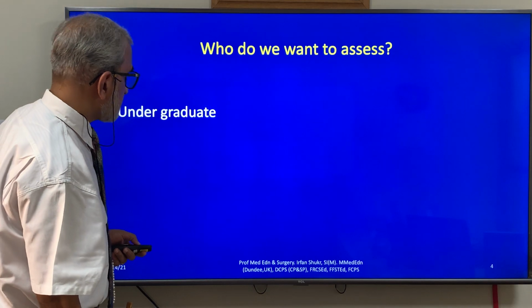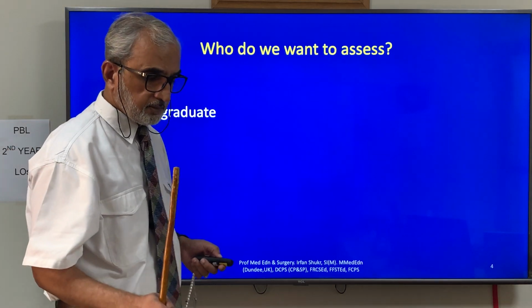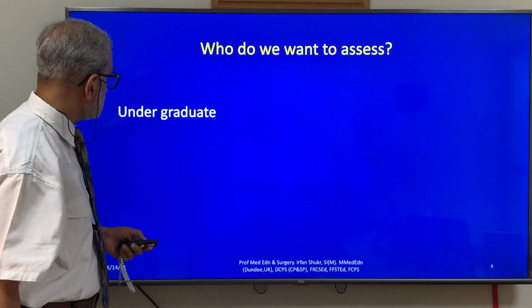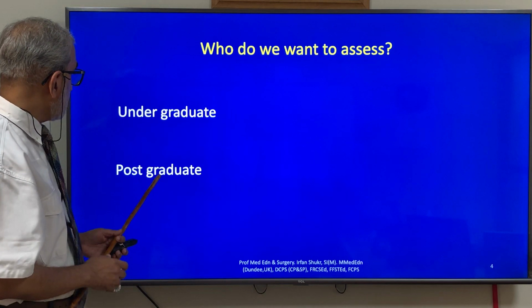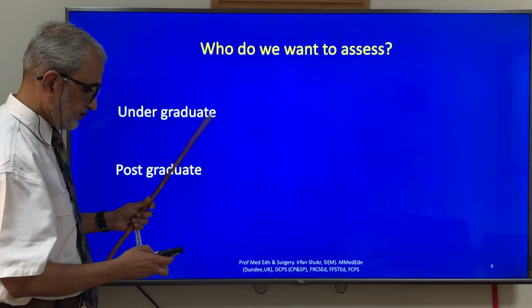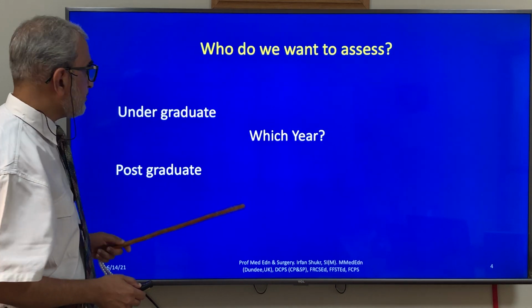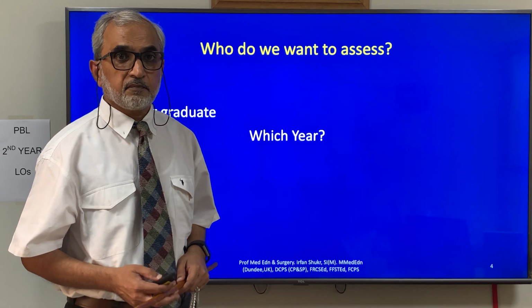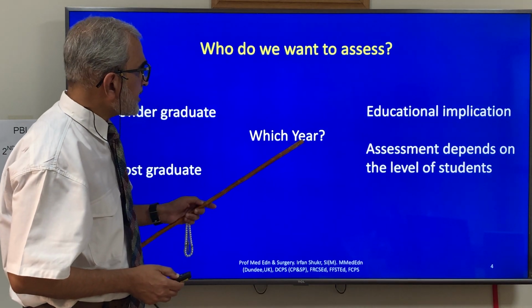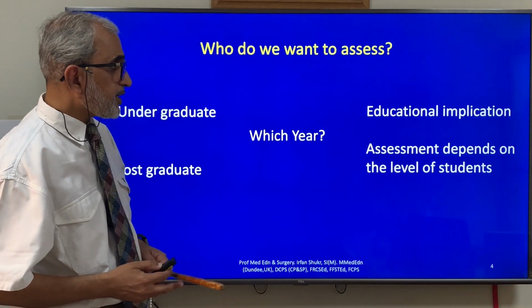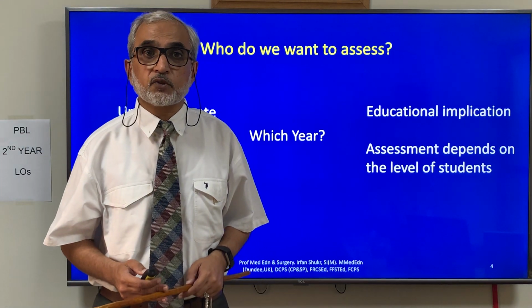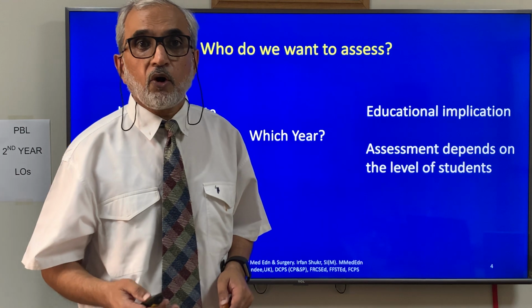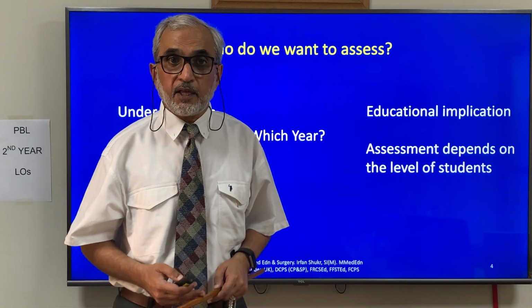Who do we want to assess? This is very important to know. Whether we want to assess undergrad students or postgrad students, and even in them, in which year the student is. It is an educational implication because assessment depends upon the level of the student. The content which is taught to the student also depends upon the level of the student.